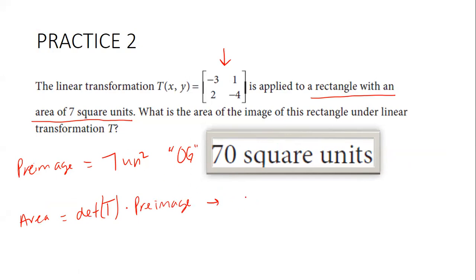So our pre-image was 7. And we're going to find our determinant by cross multiplying and subtracting. A negative times a negative makes a positive. 2 times 1 is 2. So that gives us 7 times 10, which equals 70 square units. After seeing this, you should be able to do your exit ticket. Does that make sense?